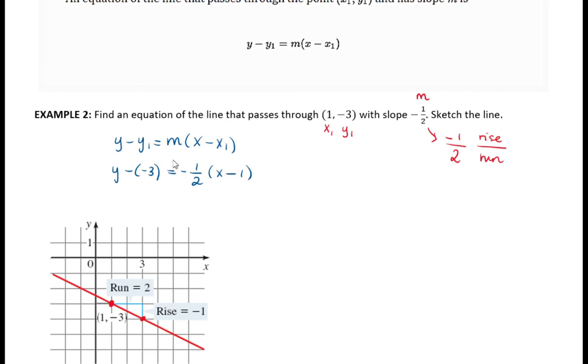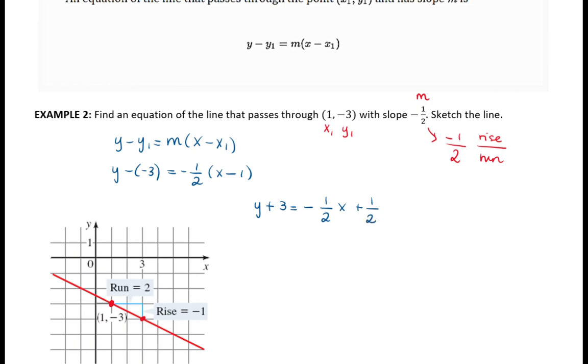So I simply plug in those values, and as I said, you're keeping x and y. You're writing a formula for it, an equation for it. So we have y plus 3 on the left side, and on the right side, if you distribute that negative 1/2, we have negative 1 over 2 times x, and then plus 1 over 2.